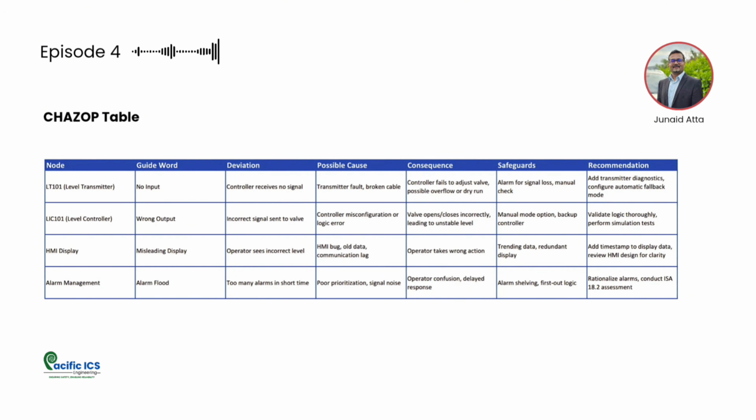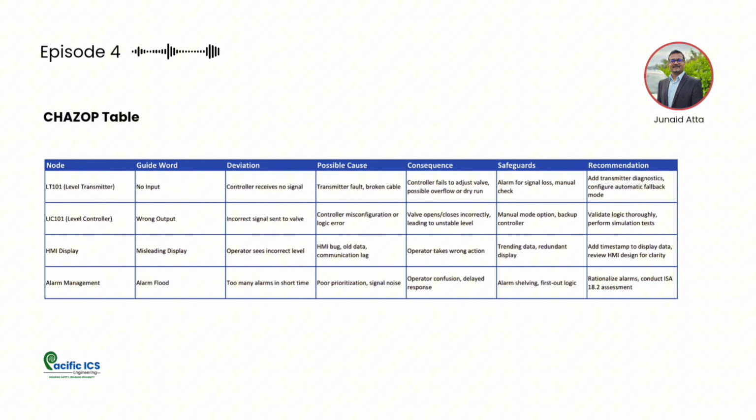Next is LIC101, the controller. The guide word here is wrong output, which results in an incorrect signal going to the control valve. A likely cause is misconfiguration or a logic error. This could make the valve behave erratically, which means opening and closing when it should not. Though manual mode and a backup option exist, a robust solution would need to validate the logic through simulation testing.